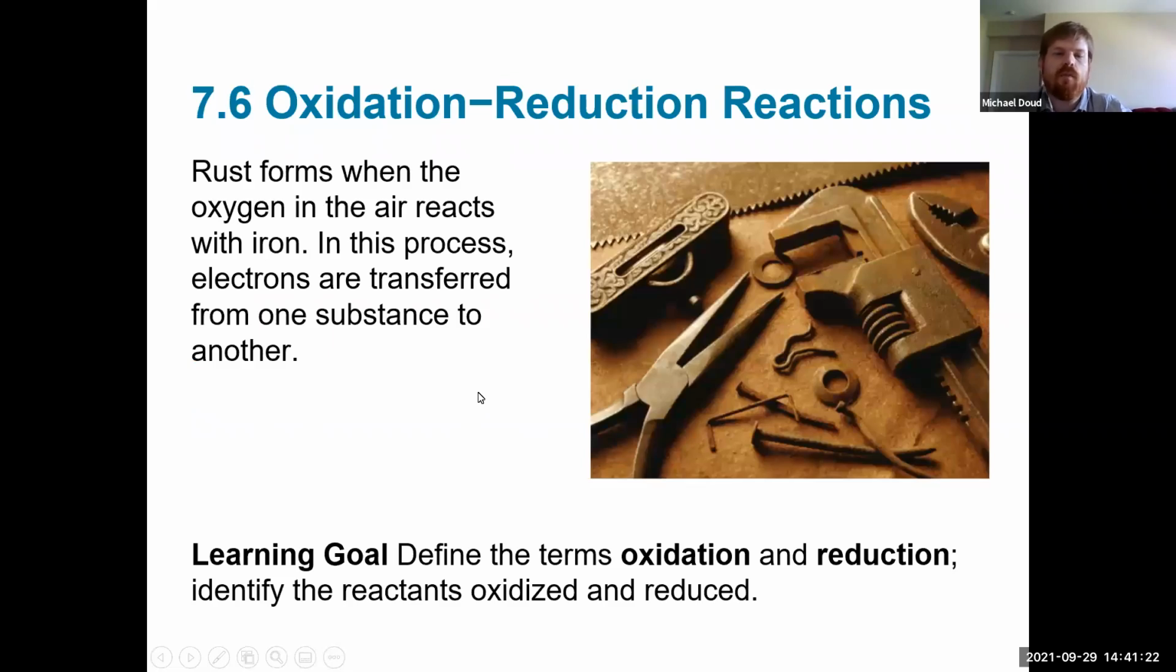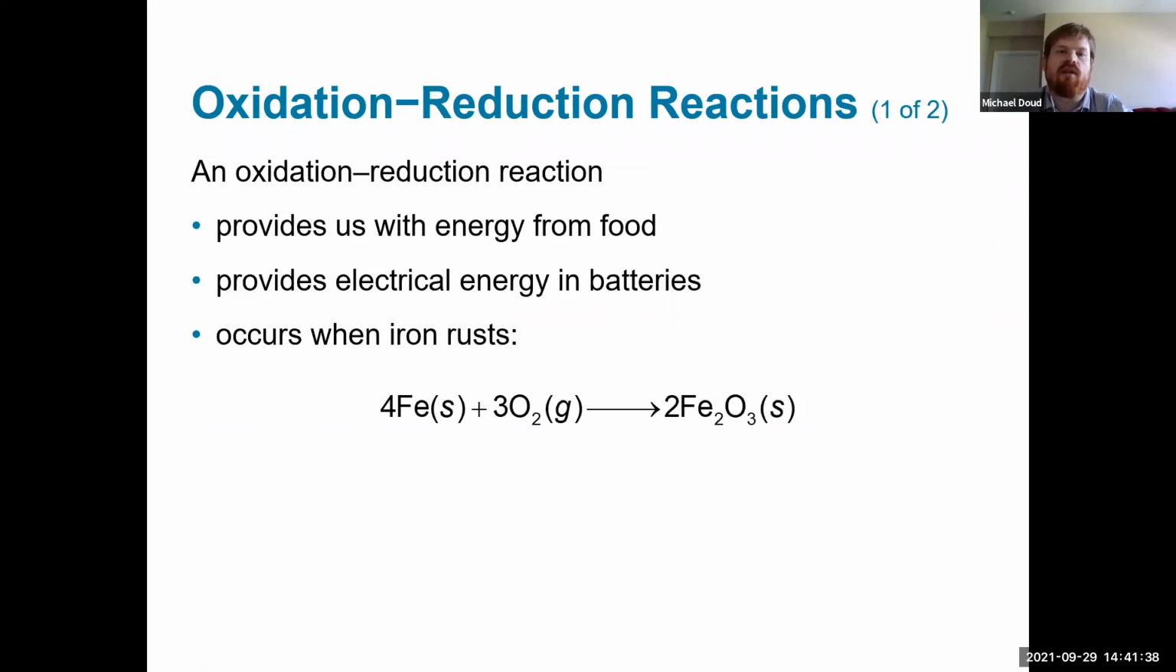Great. Okay, so now we are going to look at oxidation reduction reactions here in section 7.6. One big example is rust. When rust forms, that's an example of an oxidation reduction reaction. Oxidation and reduction just focus on the transfer of electrons, and we want to understand them so that we can see how they're useful both in technology and in our bodies. An oxidation reduction reaction occurs when we metabolize food.